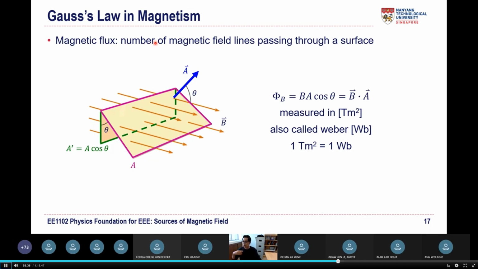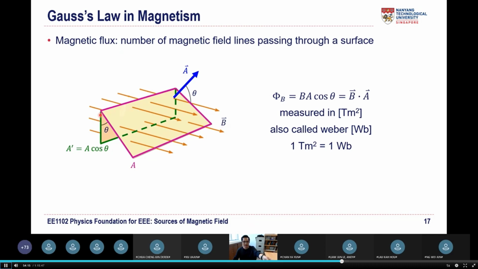So remember, we were able to draw the magnetic field lines, and the density of the magnetic field lines was proportional to the magnetic field strength B. So magnetic flux is the actual number of magnetic field lines that are passing through a surface. I'm using exactly the same picture as when we first introduced the electric flux, but I just changed E to B.